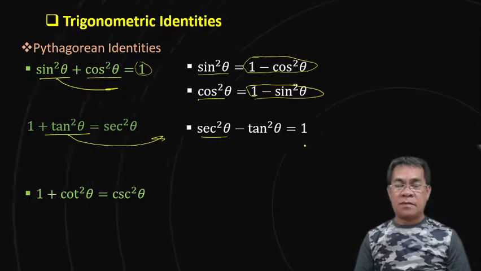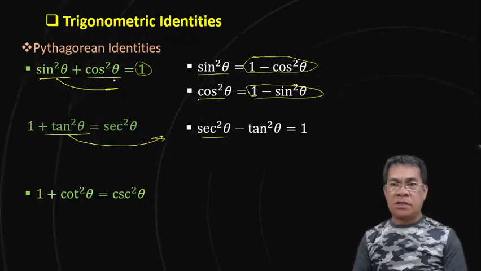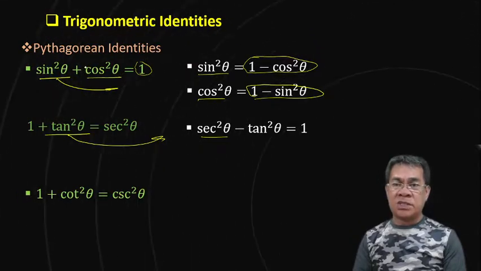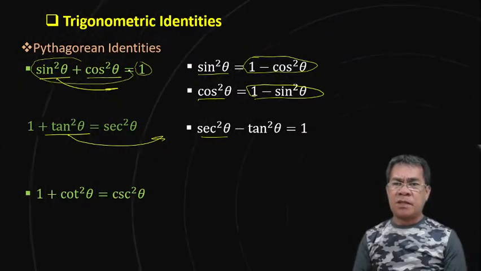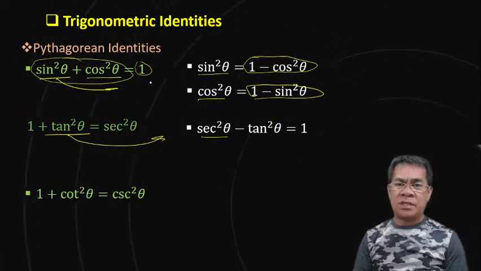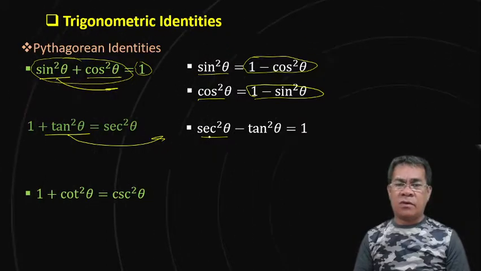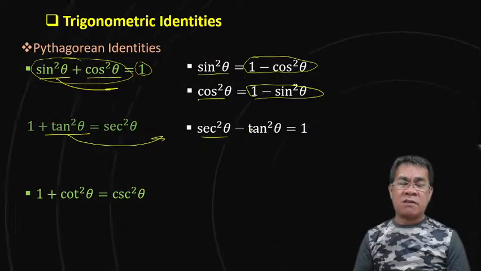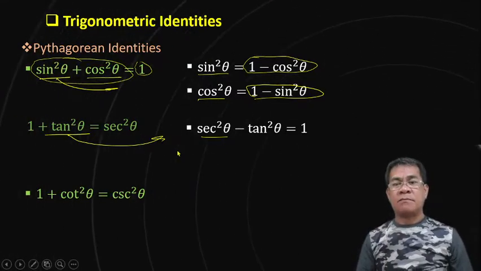So, depending on your purpose, you can choose it, or you can simplify and reduce this. If you have this expression in the given equation, then you can replace it with 1. Sine square theta plus cosine square theta is equal to 1. Or the secant square theta minus tangent square theta is also equal to 1.